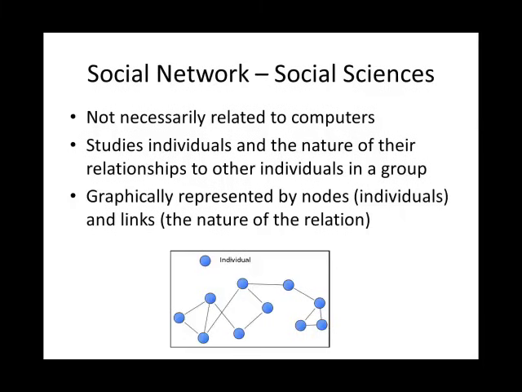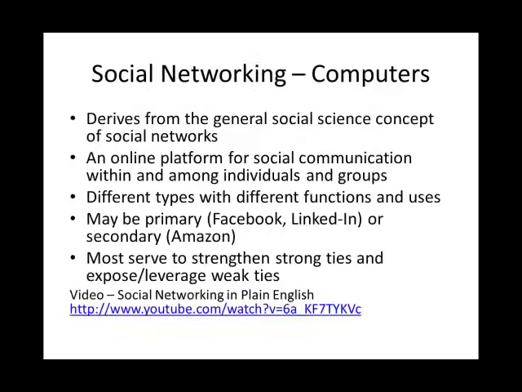But keep in mind this general pattern of study for social networks as we think about social networking as it relates to computers and our concept of social computing here that we're working through. So social networking when we're talking about computers derives from the general social science concept of social networks. That is, these are online platforms for social communication within and among individuals and groups. And so the computer social networks can be studied, analyzed, and interpreted just as the general case of social networks can. There are different kinds of social networks that have different functions and uses.